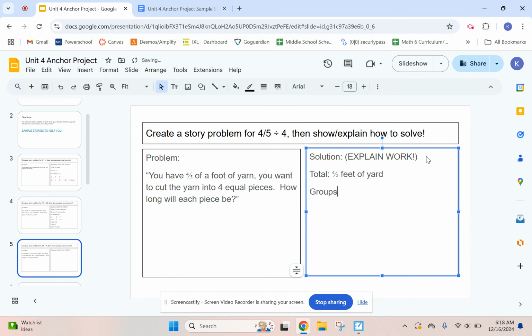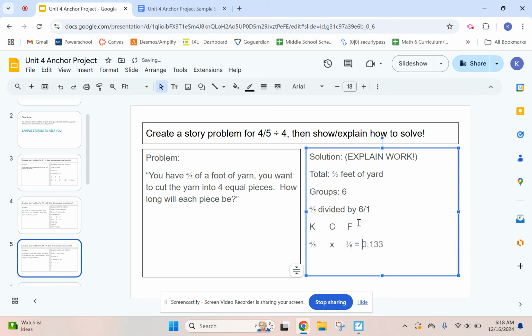Our groups that we're making is 6. So we need to do 4/5 divided by 6. Now we need to do our keep, change, flip. And I'm also going to write this 6 over 1 because, again, whole numbers go over 1. 4/5 times, for our change and our flip, 6 over 1 would become 1 over 6.